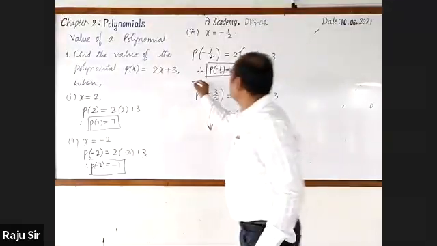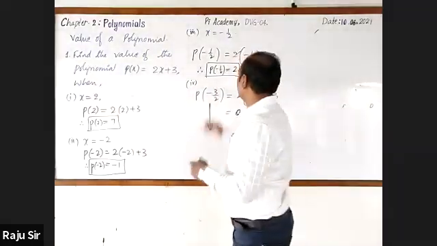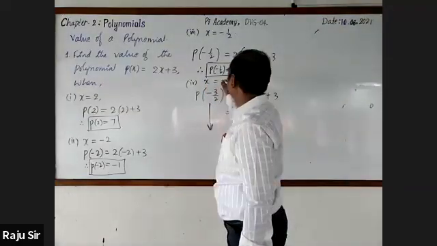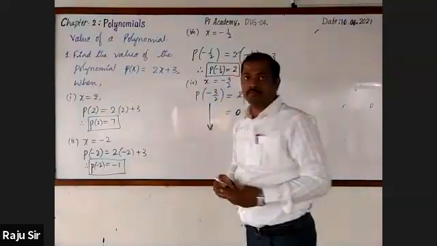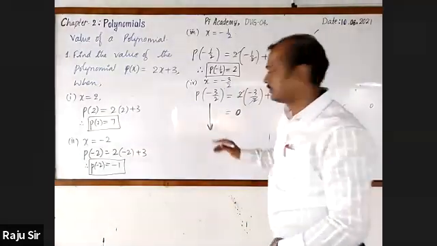Next, fourth one. It is x equal to minus 3 by 2.